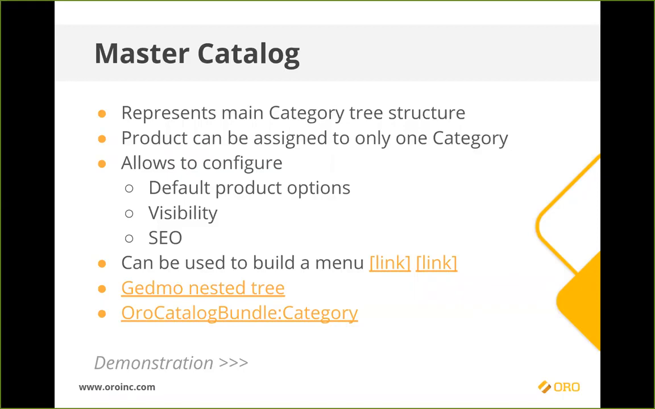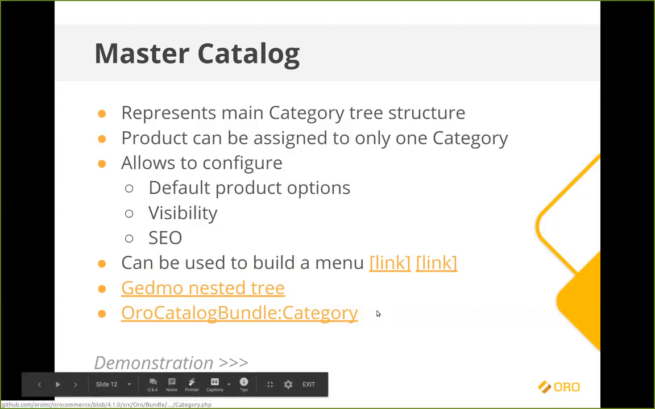A product can be assigned to only one category in the master catalog, and it allows you to configure several options at the master catalog level. So you may configure default product options, like for example, unit of measure. You can configure visibility, you can configure SEO, and by default, the master catalog is used to build a menu. On the code level, the master catalog is using Gedmo Nested Tree structure. This is a popular library to build trees for Symfony. And the entity which stores the master catalog is called OroCatalogBundle Category.